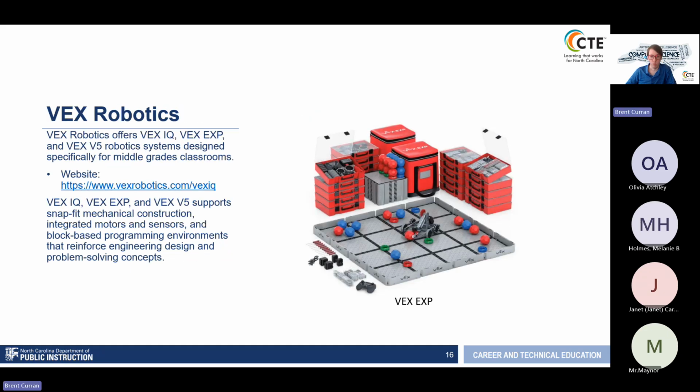And then, of course, this is probably the most popular one, VEX Robotics. If you have competitive VEX Robotics, most schools already have a VEX V5 system. They also have the VEX IQ system. That is, I believe, their cheapest entry point. The issue with that one is everything is made out of plastic. I actually recommend the VEX EXP system. It's kind of a middle ground. You have metal components, but it's a much cheaper entry point.